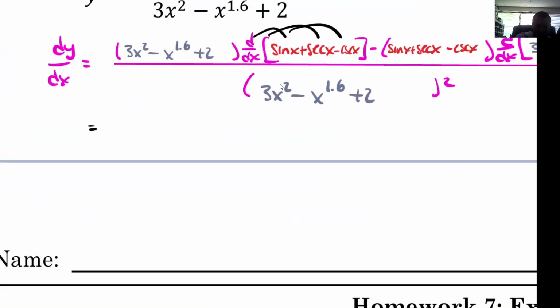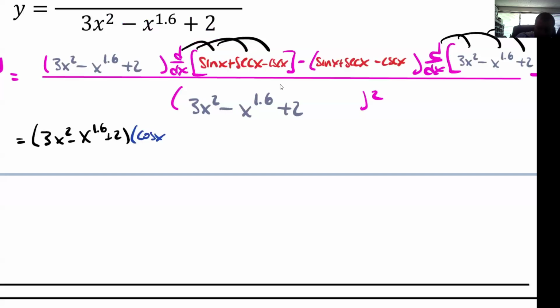So let's see if I could sneak it on the bottom of this page. We're going to get a 3x squared minus 1.6, whoops, x to the 1.6 plus 2. Derivative of sine is cosine. Derivative of the secant is the secant of x times the tangent of x. Derivative of the cosecant is basically the cofunctions of secant and cotangent, right? Because cosecant is the cofunction of secant. So it's going to be minus another minus, right? Because cosecant has a negative derivative, so that's going to be a plus. We're going to get a cosecant of x, cotangent of x.